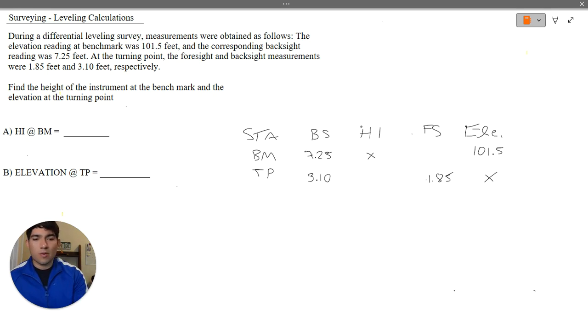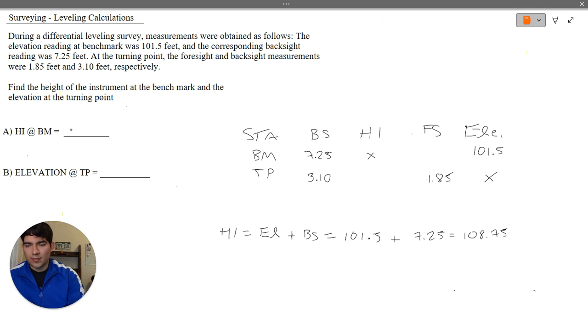We'll start off with the height of the instrument. The height of the instrument is the following formula. Height of instrument is equal to the elevation plus the back sight. In this case, it's going to be 101.5 plus our back sight, which is 7.25. So the result for this one is going to be 108.75. That's our answer for the first part of the problem.